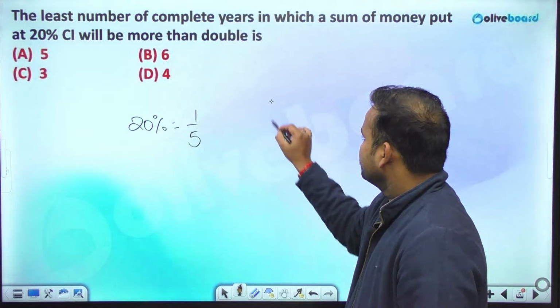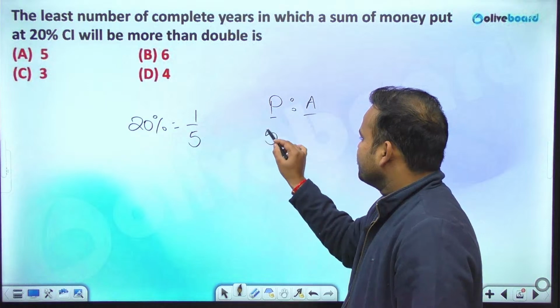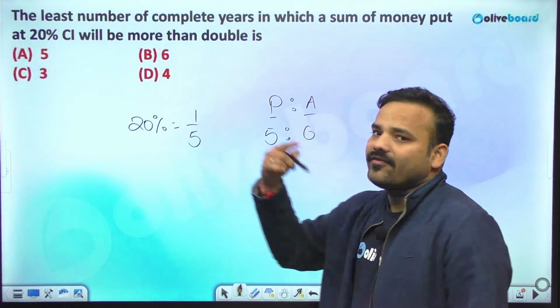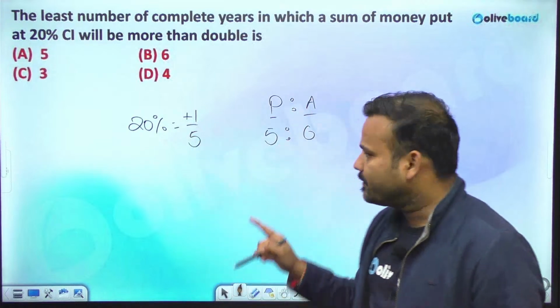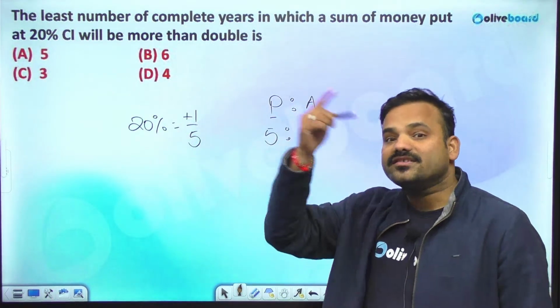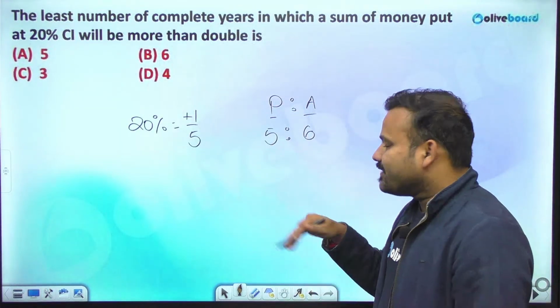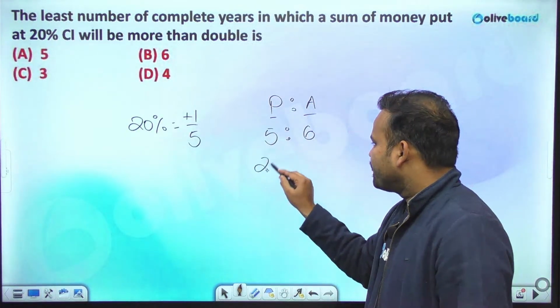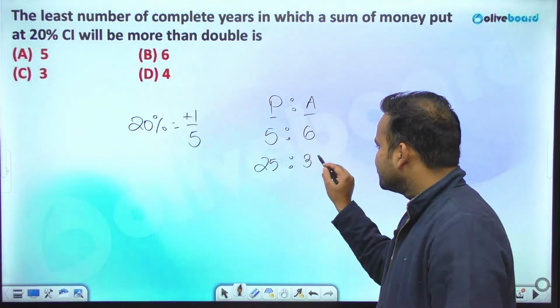That means the ratio of principal to amount will be, the sum of rupees 5 will become 6 after a year. You will be getting an interest of rupees 1, right? So the money hasn't become double itself. It has to be double of itself. So in 1 year it is not becoming double. In the next year the value will become squared. That means the ratio of principal to that of amount is going to be different. That is 25 and 36.